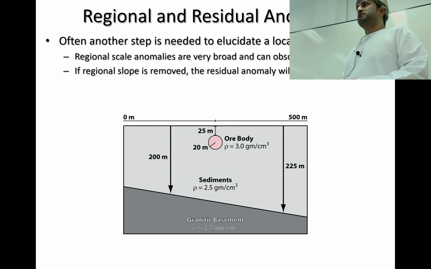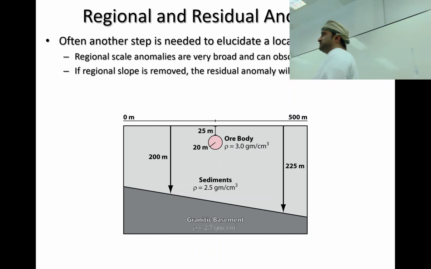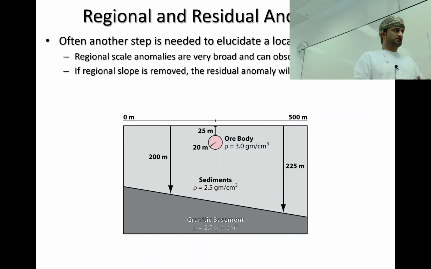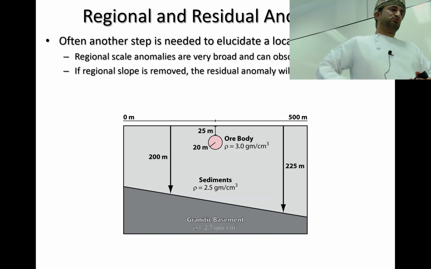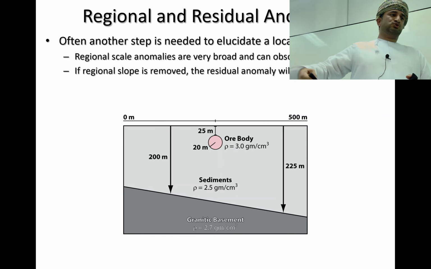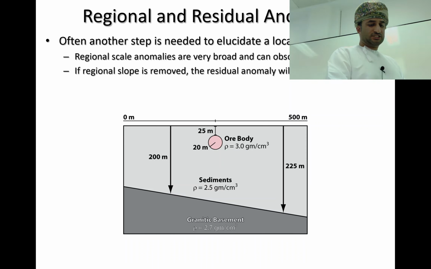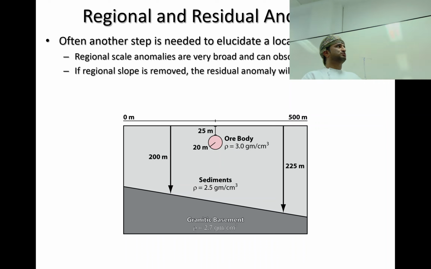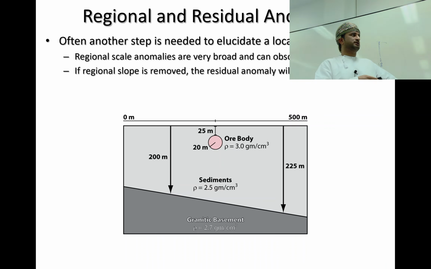Finally, there is another correction, the final correction. We said it's the residual correction. We try to remove regional features from residual features. So what we are doing actually, for example, let's assume this is the model. That's the Earth model.